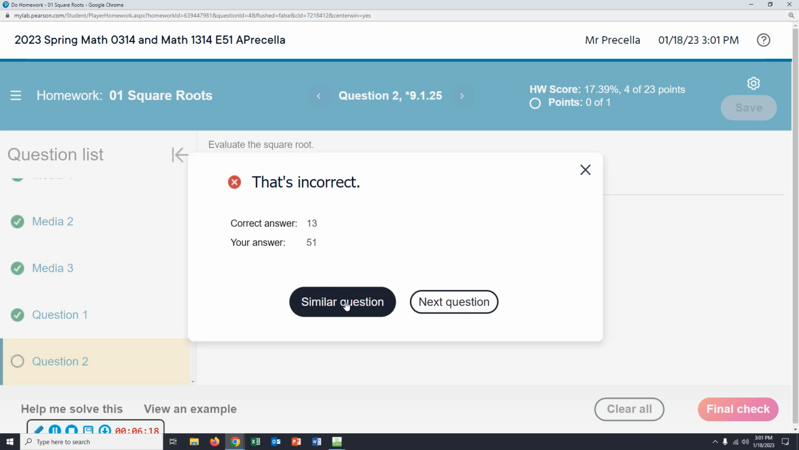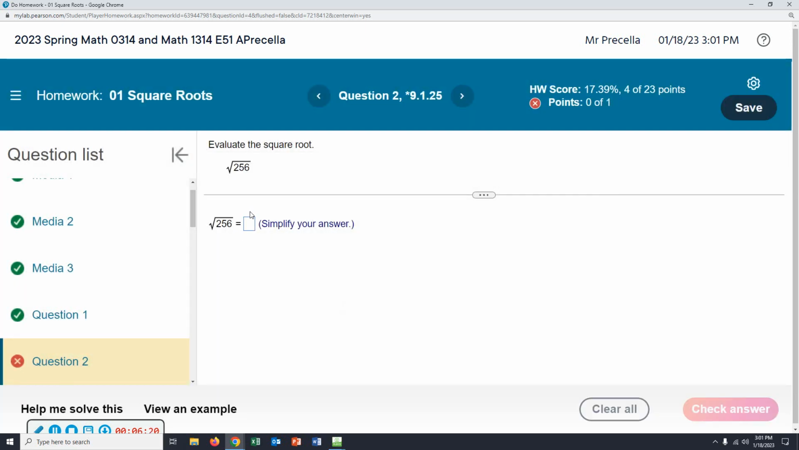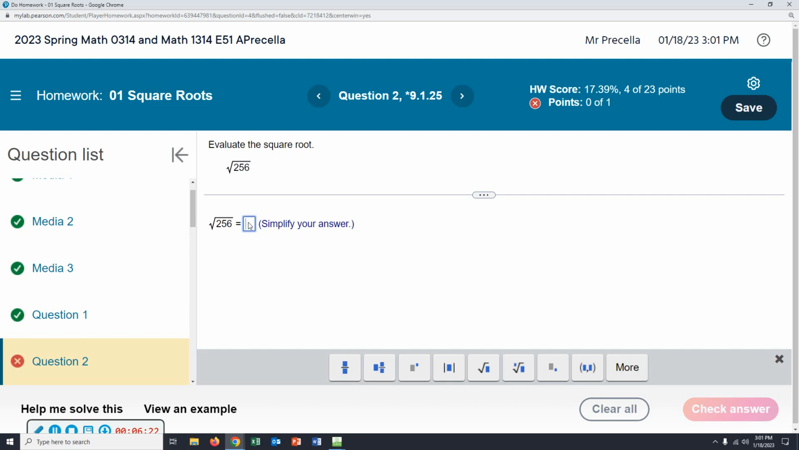Similar question. Oh yeah, I'm talking too loud with the speaker, I forget. Okay, someone with a calculator, or pull out your phone.